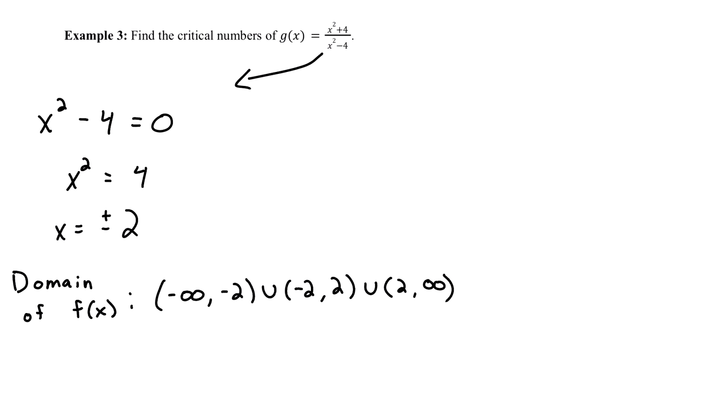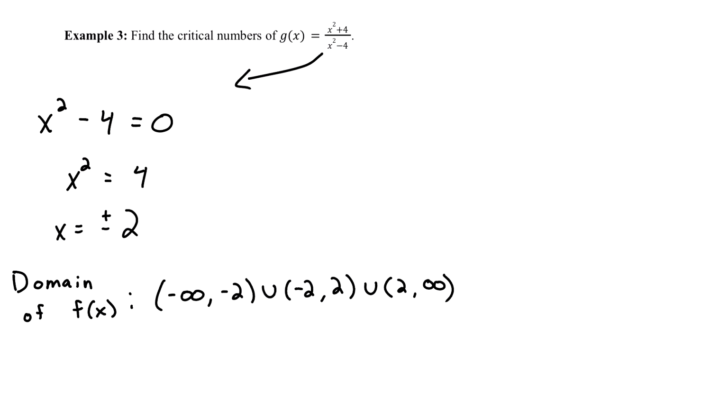So this is the domain of my function: negative infinity to negative 2, negative 2 to positive 2, and positive 2 to positive infinity. What this also means for me later on in the problem is that these two numbers, negative 2 and positive 2, cannot be critical numbers because they don't live in the domain of our function. So that's just the first step that we've got to do.